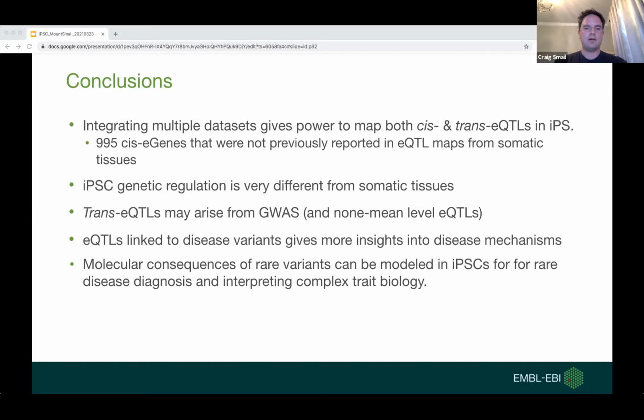And finally, that the molecular consequences of rare variants can be modeled in iPSCs for both rare disease diagnosis and interpreting complex trait biology.